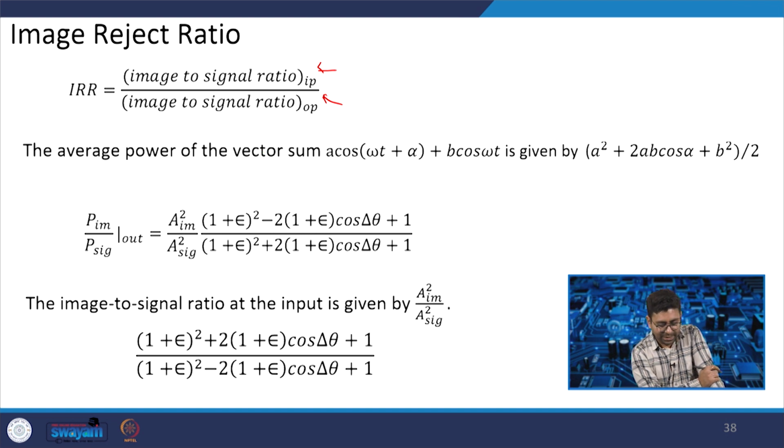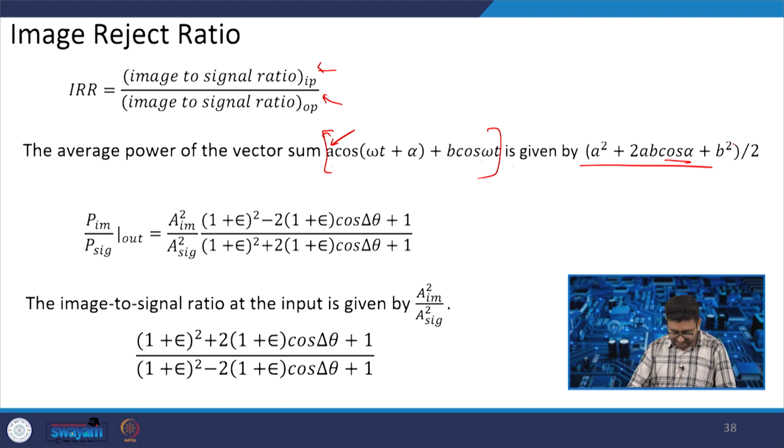So, if we consider the average power of a vector sum, say A cos(omega t plus alpha) plus B cos(omega t), then we can write the average power. You can represent the average power in terms of the amplitude A square, plus 2AB, the amplitudes of A and B, times cos alpha, plus B square, all divided by 2.